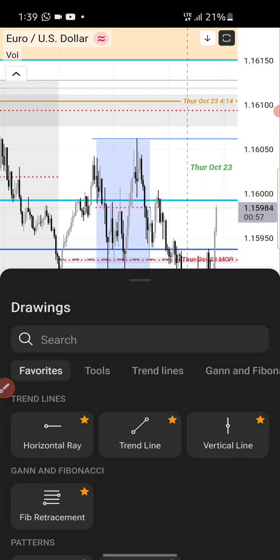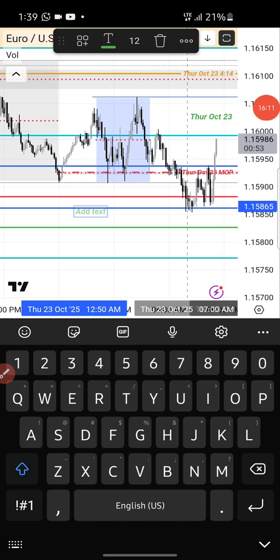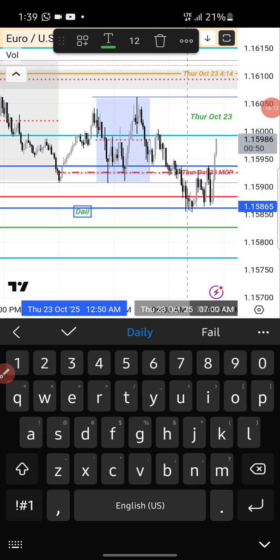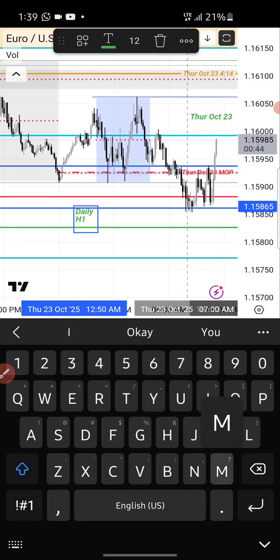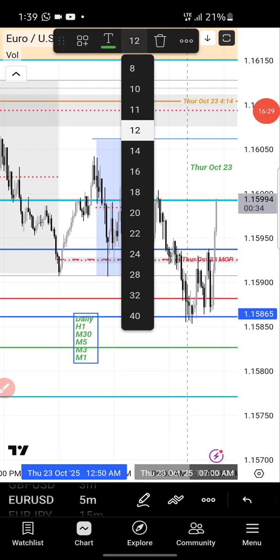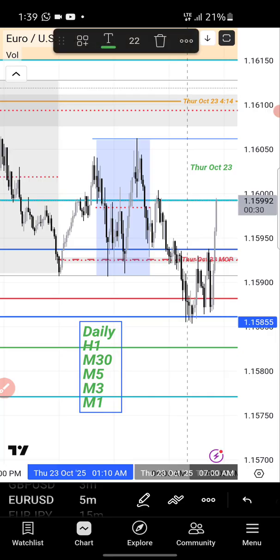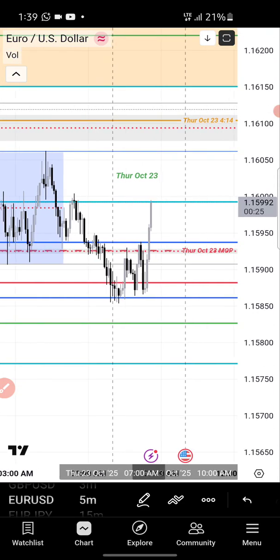So doing the daily. So this is the repertoire, the rules, the logic, the sequence: daily, the H1, the M30, the M5, M3, M1, constantly circling and seeing what the market is doing. So this is what we get. So watch, see how the market is moving.